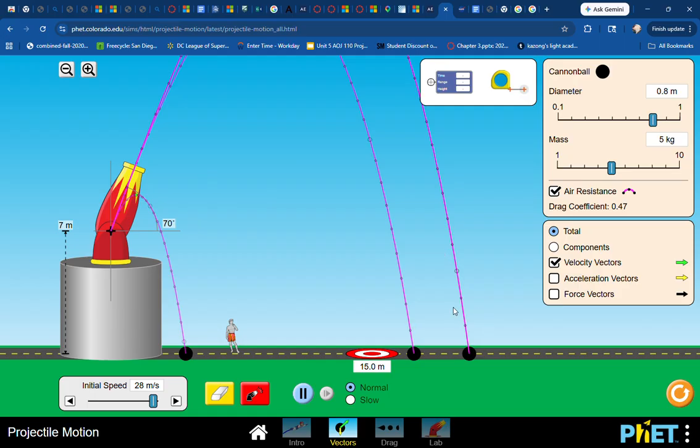Basically, one direction has a constant velocity and the other has a constant acceleration, allowing the projectile to follow a parabolic path, which is what you see in the simulation.